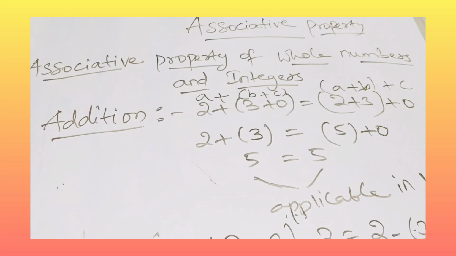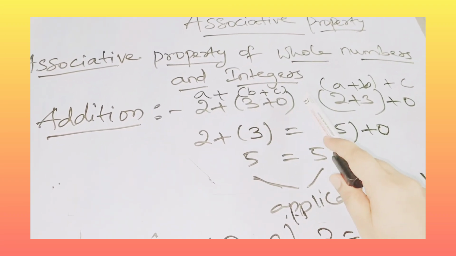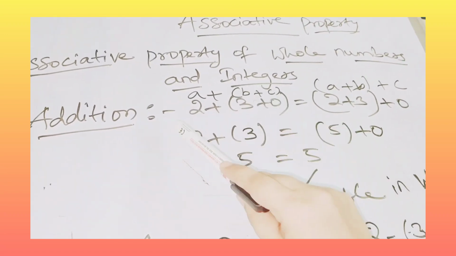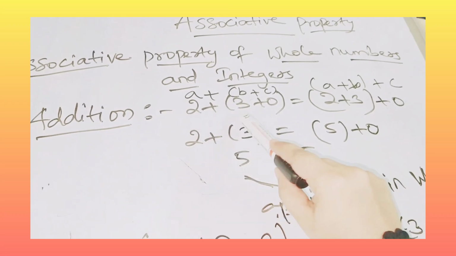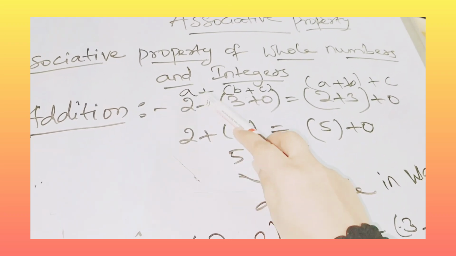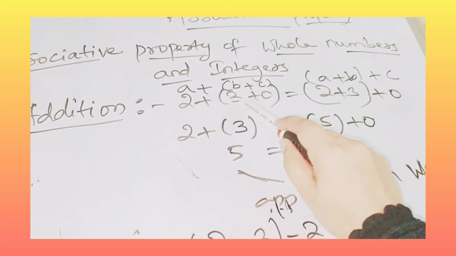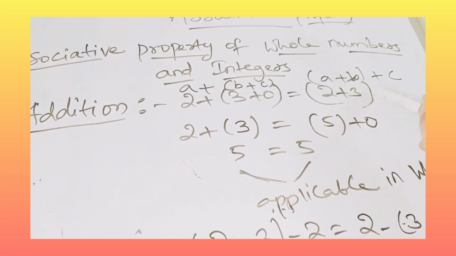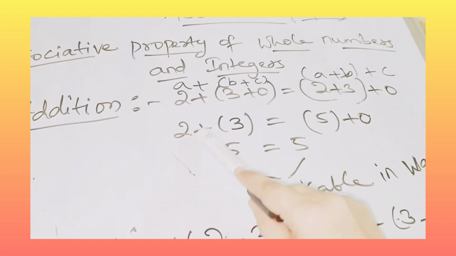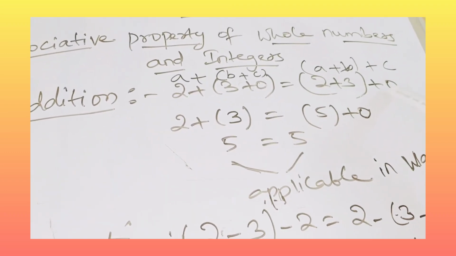Now let us recall the associative property of whole numbers and integers. Addition: you have to take three numbers. Here we are taking 2 plus 3 plus 0, as a plus b plus c. First take a plus b, and then separate c. Now 2 plus 3 is 5, and here plus 0 we are taking.